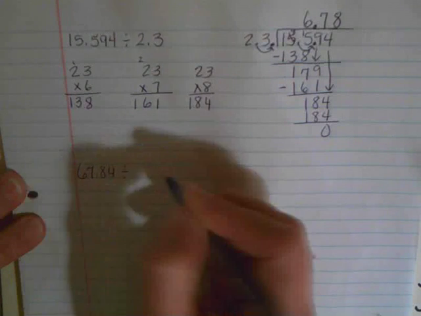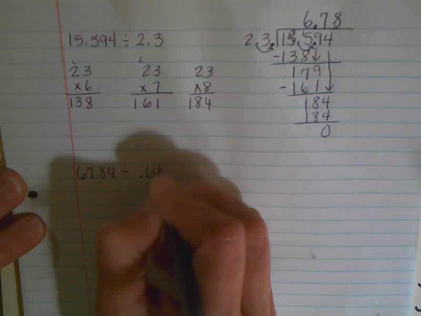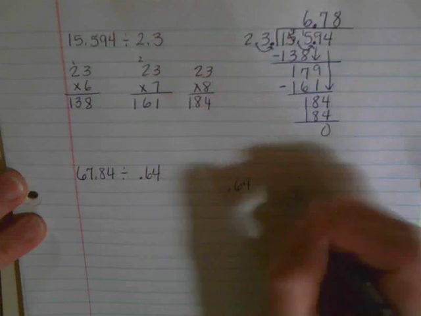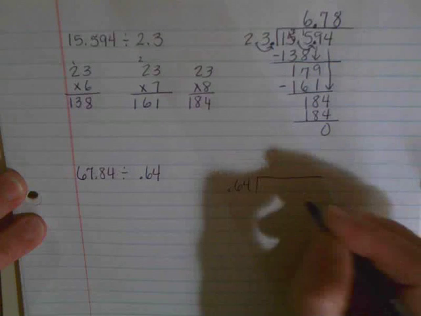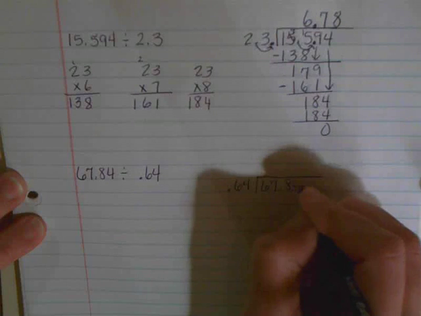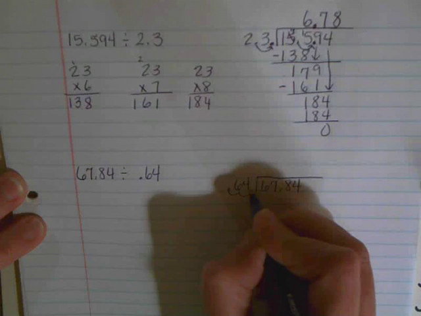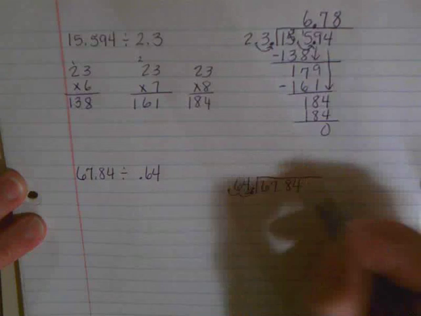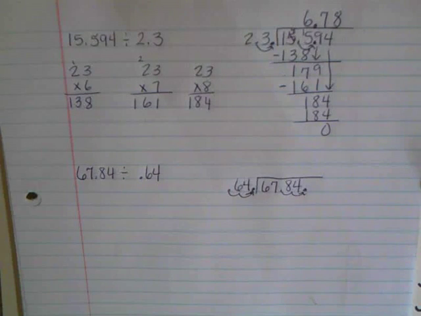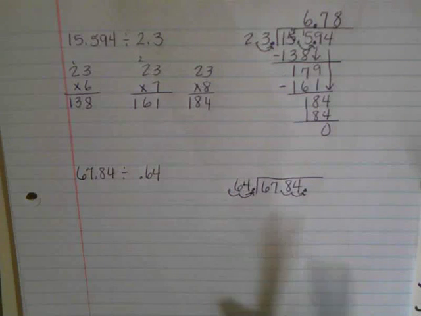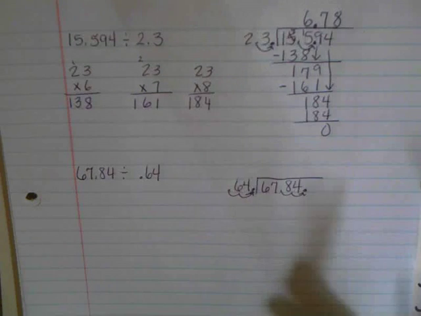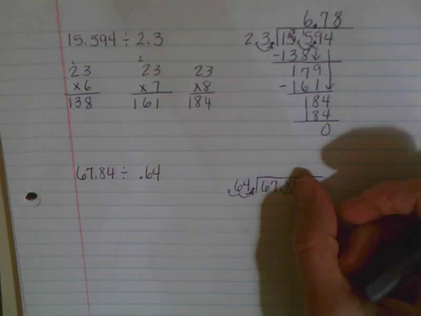67.84 divided by 0.64. Again, we want to rewrite the problem in user-friendly format. So our divisor is outside and our dividend is inside. Move our decimal point in this case 2 places to the right, or that's like multiplying by 100, and go from there. So now I have 6,784 divided by 64.